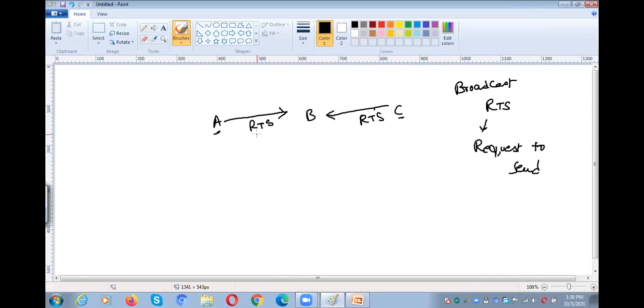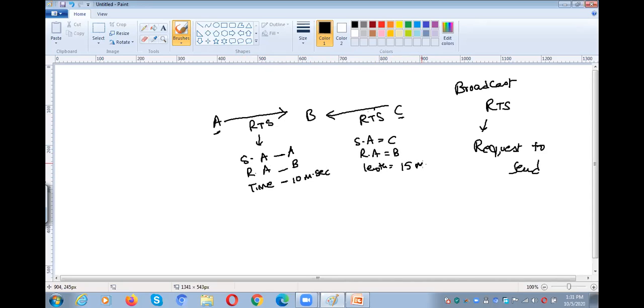What does it contain? It contains the sender address, the receiver address, and the time required for transmitting the data, how much time they need to communicate with that particular node. Here the sender address is A and the receiver address is B, and the communication time is 10 milliseconds, for example. And here C is also willing to transmit data to B. With respect to C, the sender address is C and the receiver address is B, and the length of communication time is, for example, 15 milliseconds.